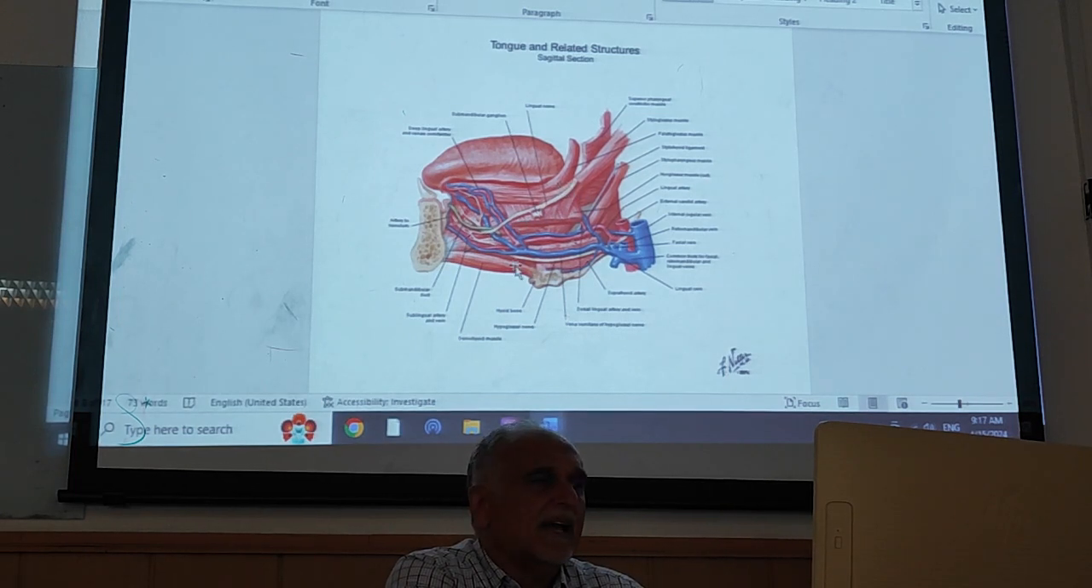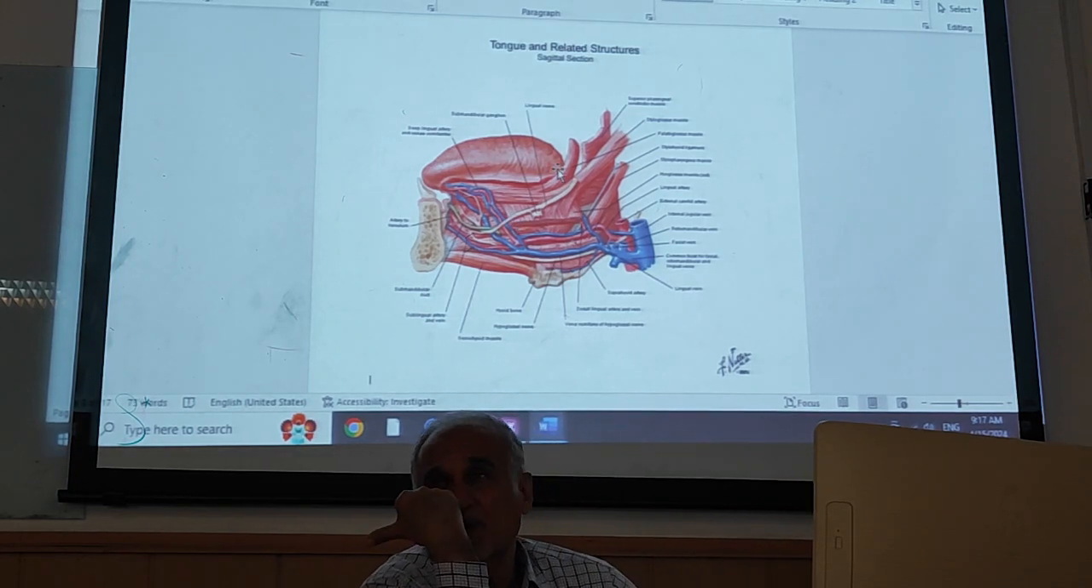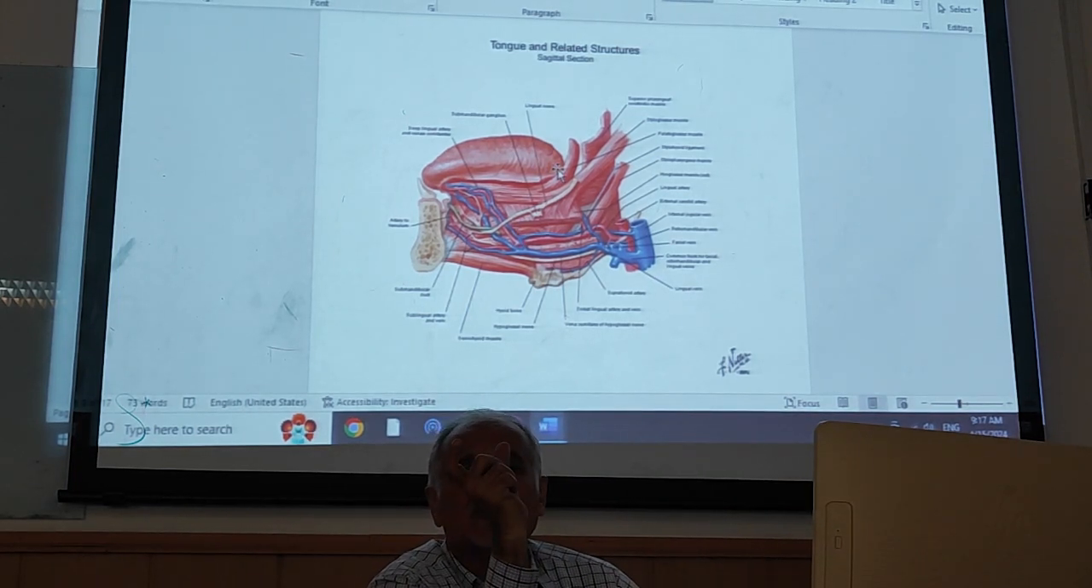Lingual and hypoglossal nerves. The hypoglossal nerve innervates all the muscles, and the lingual nerve provides the sense of the tongue. General sensation of the anterior two-thirds of the tongue goes back to the lingual nerve, and the posterior one-third of the tongue, I mean the pharyngeal part, is supplied by nerve number 9.